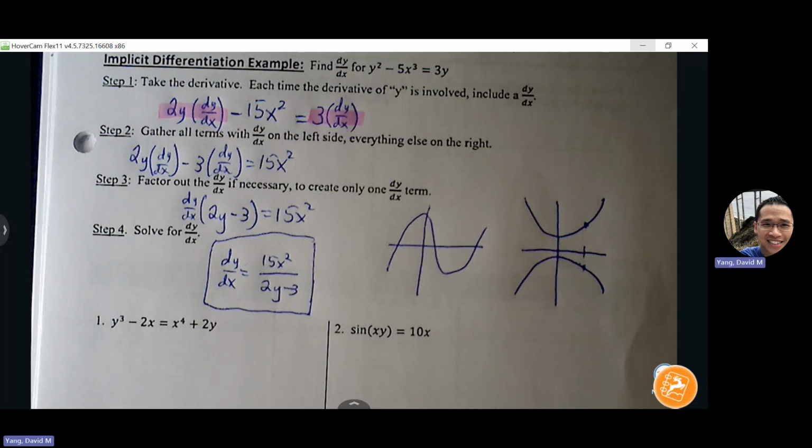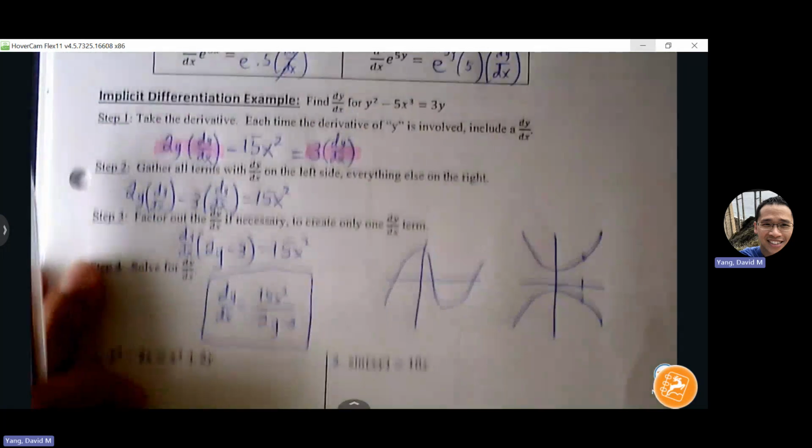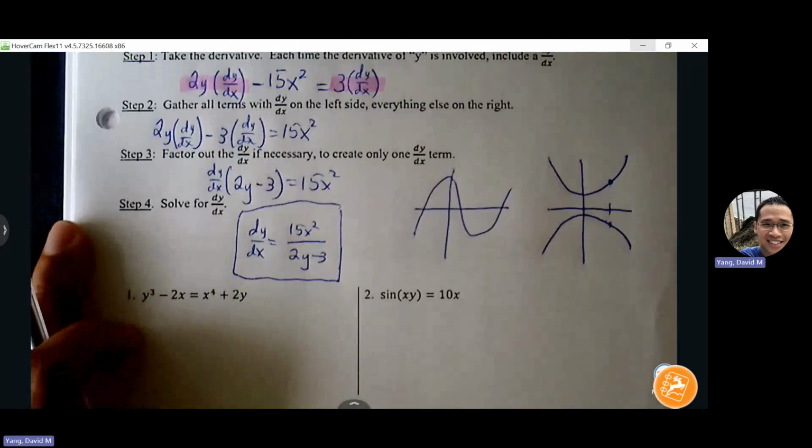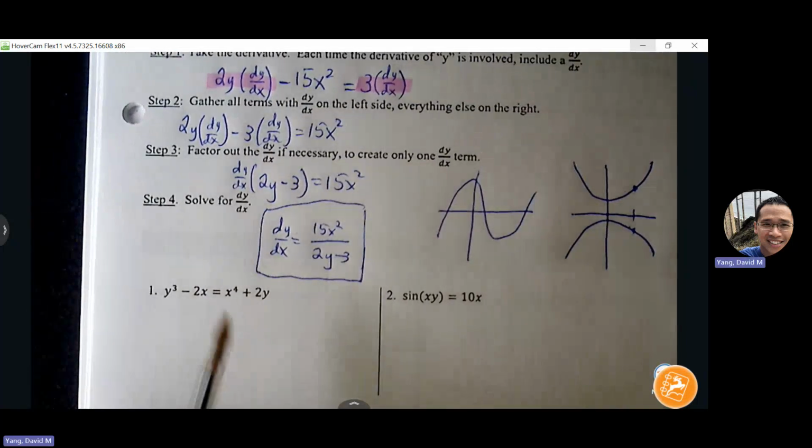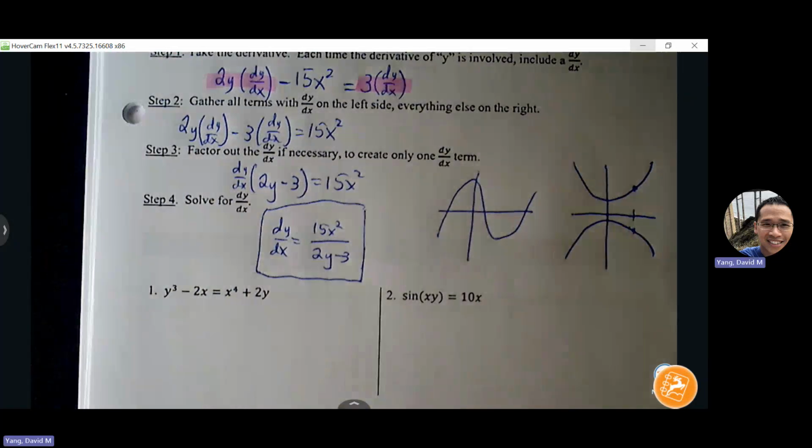Okay, so we're just going to practice finding the derivative equation of these graphs. Okay, so let's look at number one. Number one is nice because these are only requiring power rule. And this is something that I want to point out here.